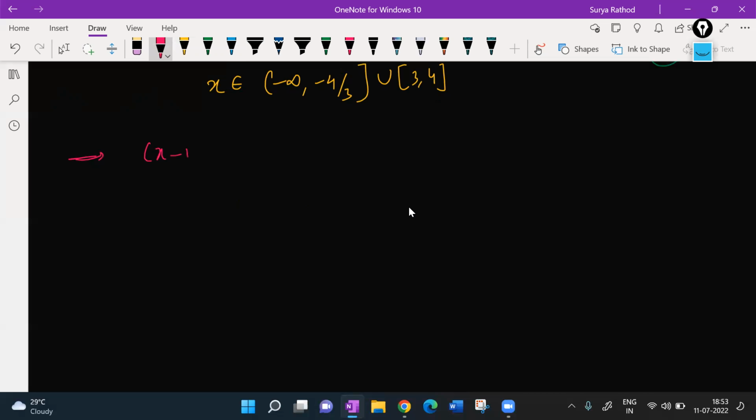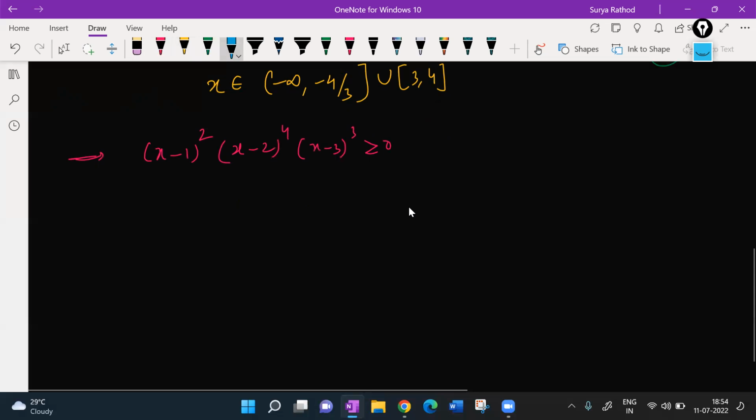Let me take an example. (x minus 1) to the power of 2, (x minus 2) whole square, (x minus 3) cube, (x minus 4) whole to the power of 5, greater than or equal to 0. This is an inequality given to you. Let us make a small question. Okay, beta? This is a question given to you.